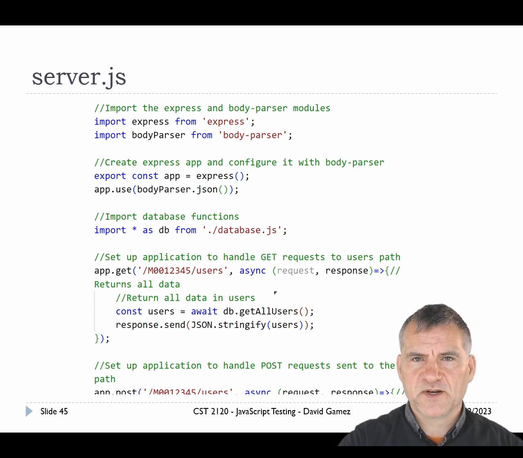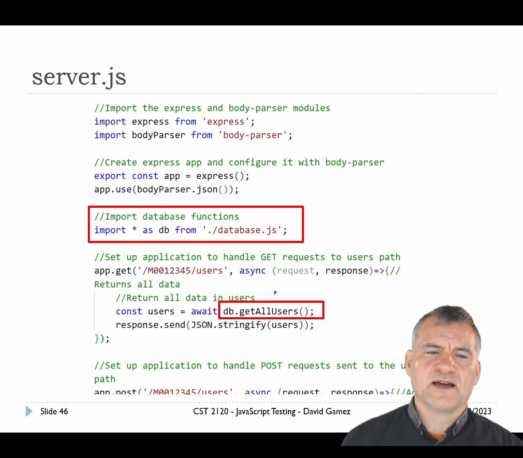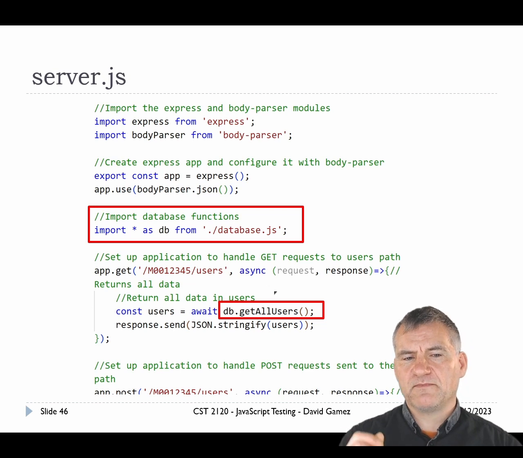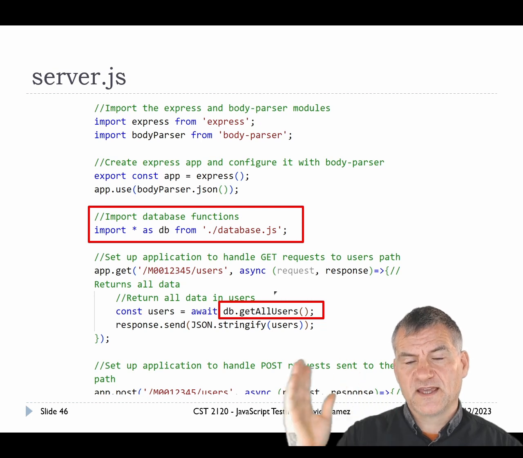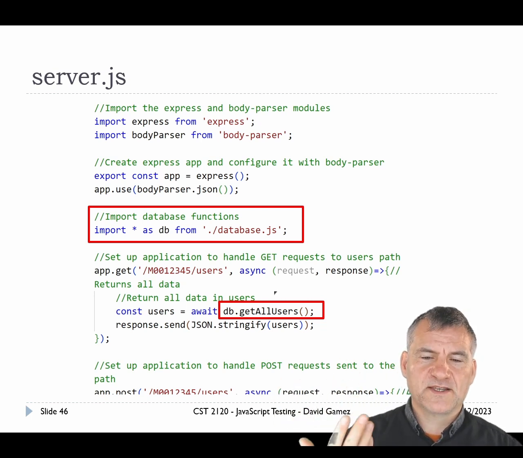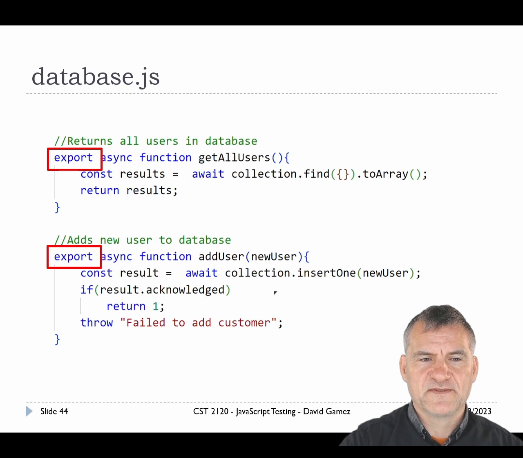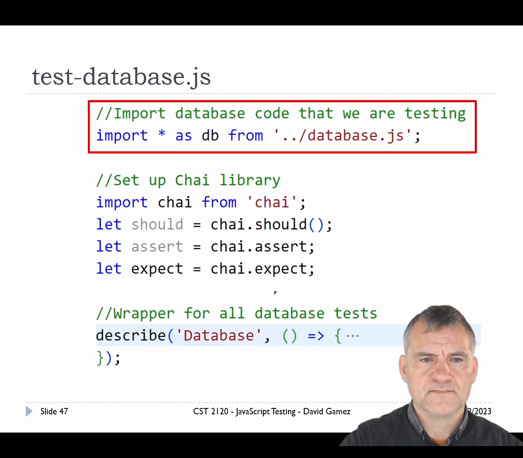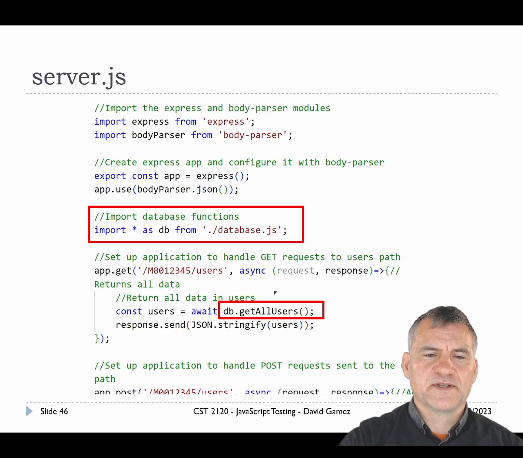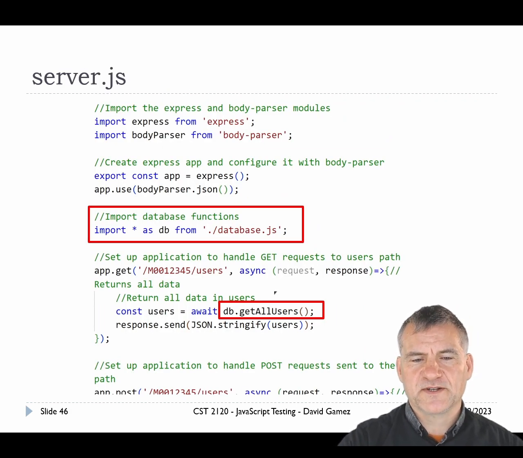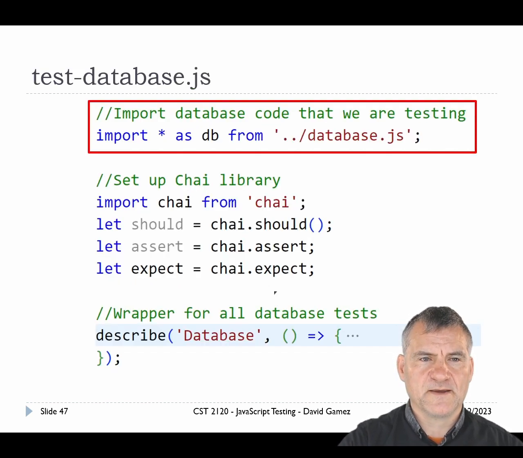So here's my server. Again, I'm not going to go through the details here. What matters is that I'm importing my database functions. Here I'm doing import star as DB, which means that all the functions exported from database will be copied into this DB object so that I can type db.getAllUsers, and that will execute the getAllUsers function from this file here, yeah? Sorry, in my server, I'm obviously using these functions like db.getAllUsers to get all the users, which I'm then returning to the client, yeah?